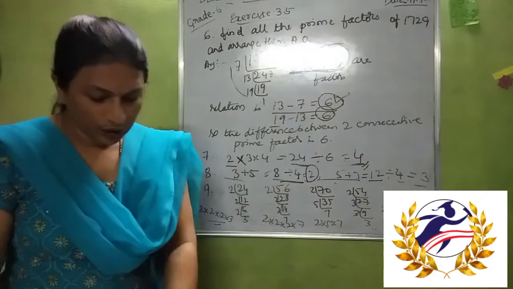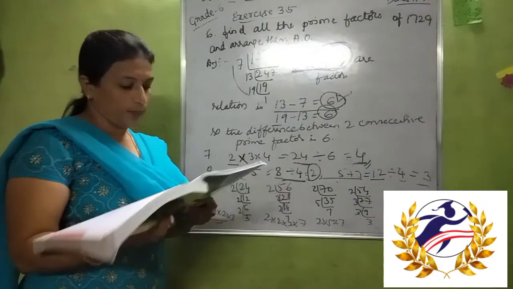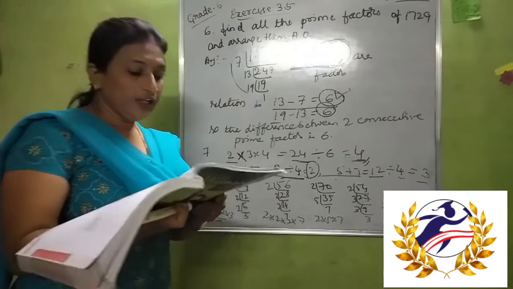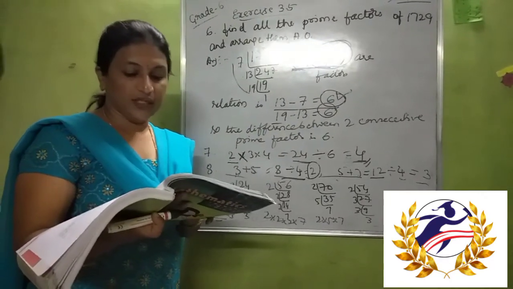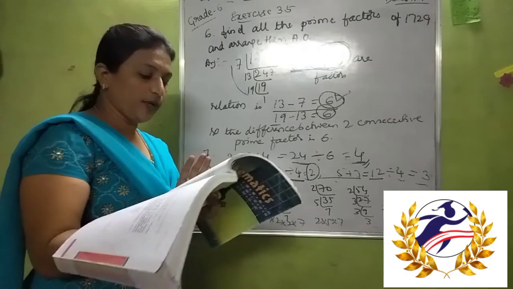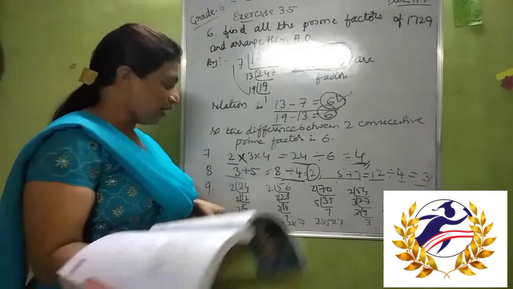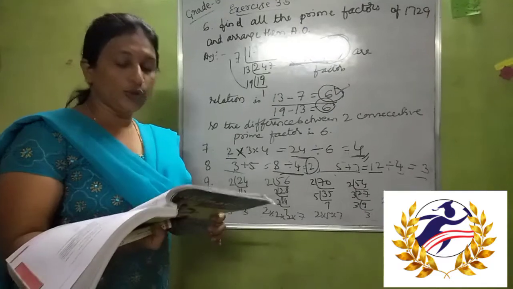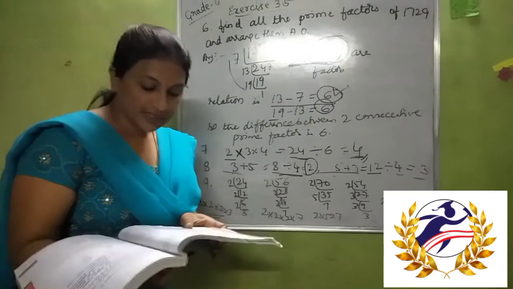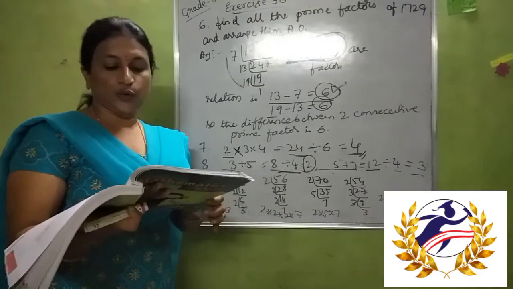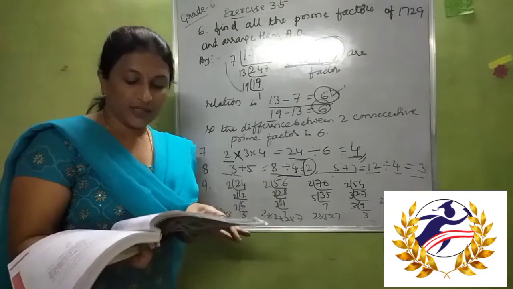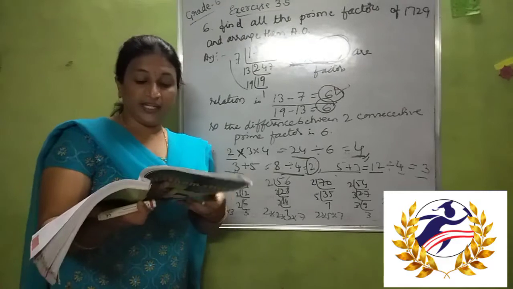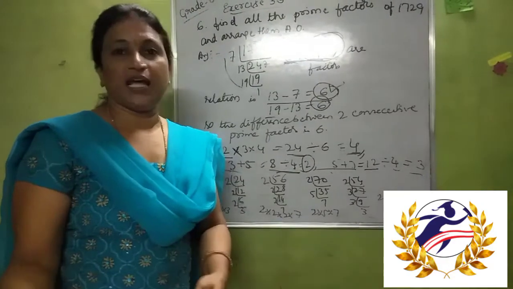Okay, so next I take the 9th problem. In which of the following expressions has prime factorization been done? They have given 4 expressions. So 24 is equal to 2 into 3 into 4, 56 is equal to 7 into 2 into 2 into 2, 70 equals 2 into 5 into 7, 54 equals 2 into 3 into 9, they have given.